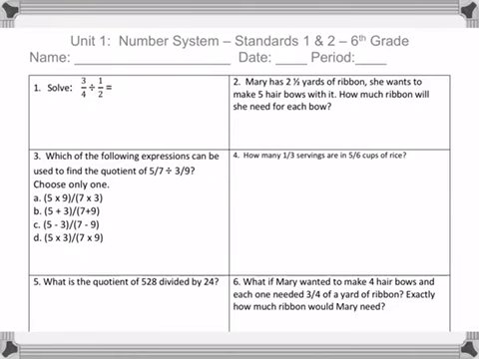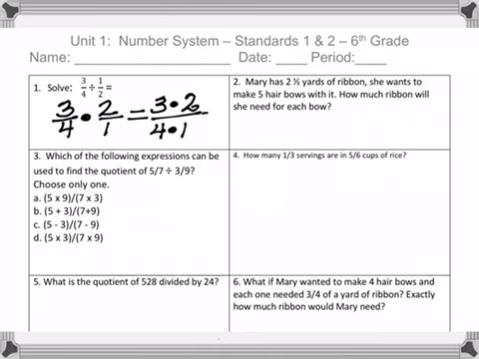The first problem is a basic division of fractions problem where you take 3/4 and it's being divided by 1/2. 3/4 should be multiplied times the reciprocal of 1/2, which is 2/1. If I multiply my numerators, I get 3 times 2. And by multiplying my denominators, I multiply 4 times 1, and my answer is 6/4.